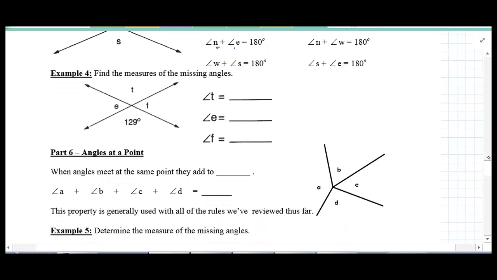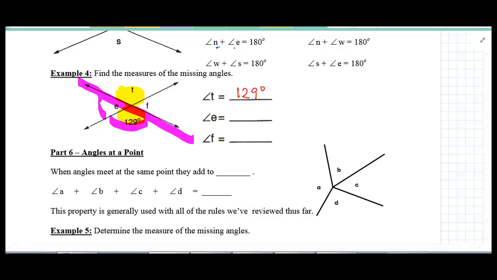So, using that, can you find the measures of the missing angles in example number 4? I'd say, hey look, 129, that must be vertically opposite of angle T, so those must be congruent, 129 degrees. Now you have a choice of how you want to find E, but I'm just looking here on this line. You see you got the angle 129 and the angle E. Both of them must add to 180, so E is just 180 take away 129, which is 51 degrees.